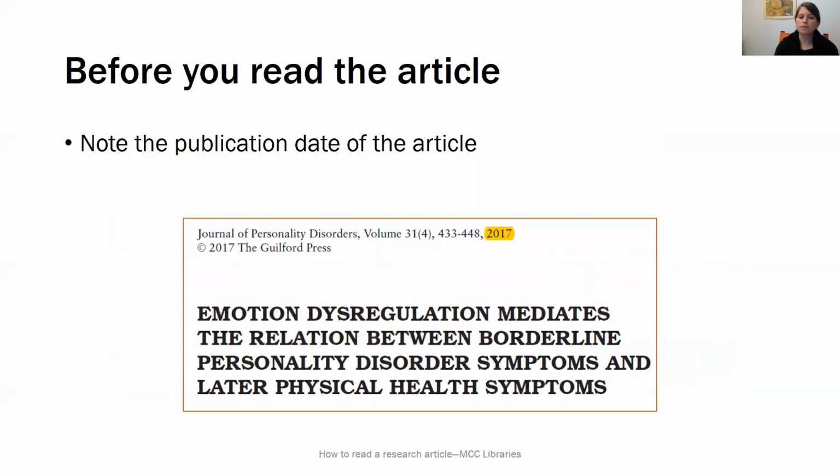We always want to look at the publication date of the article. Some of your instructors will say nothing older than 5 years. Some of your instructors won't. Sometimes it's appropriate to use an article from 1915, and sometimes it's not. So it really depends on what you're writing about, what your assignment guidelines are, and what you need. So this one written in 2017, very recent.